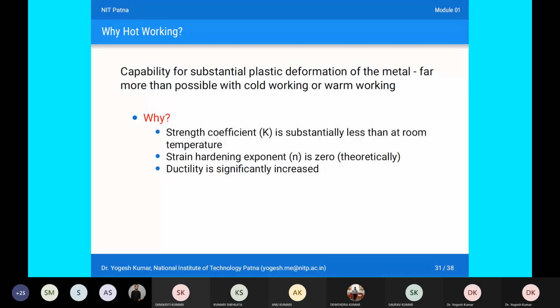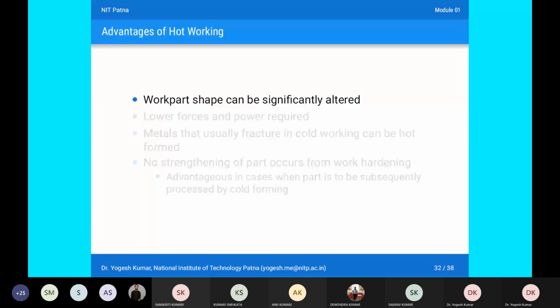Moving to the advantages. What are the advantages of hot working processes? From the discussion so far, you might imagine that hot working carries a lot of advantages. In hot working processes, the first advantage is that the work part shape can be significantly altered. The second advantage, already well explained, is lower force requirement and power requirement.